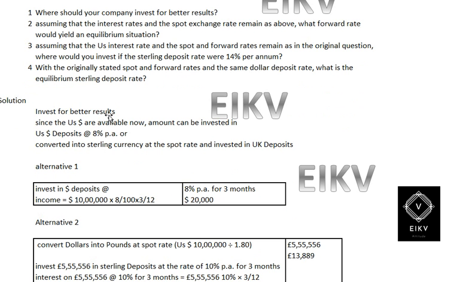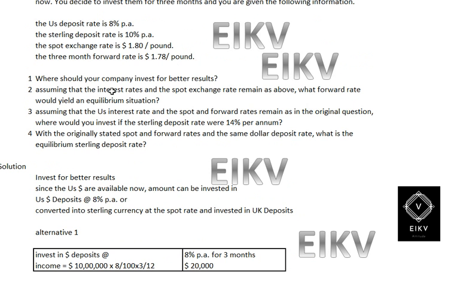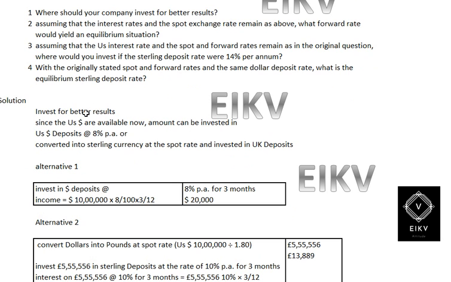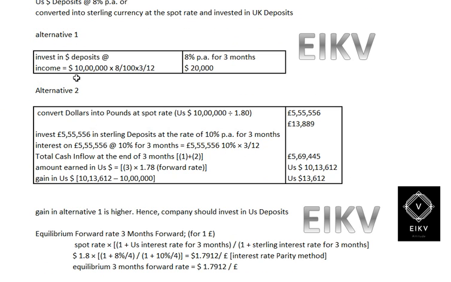So going ahead with the solution, first question is, where should your company invest? For better results, since the US dollars are available now, the amount can be invested in US deposit at 8% per annum, or converted into sterling currency at the spot price and invested in UK deposit. So we need to check both alternatives.